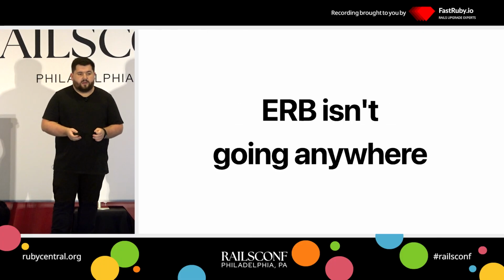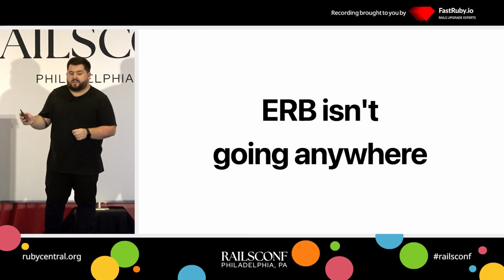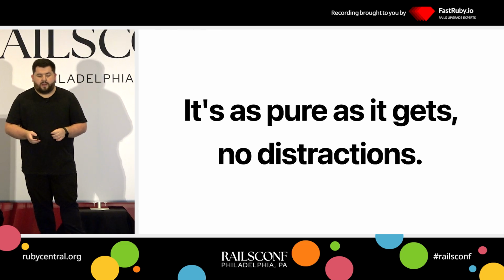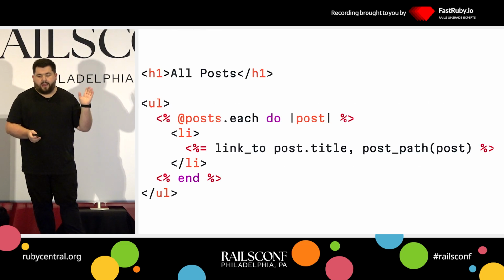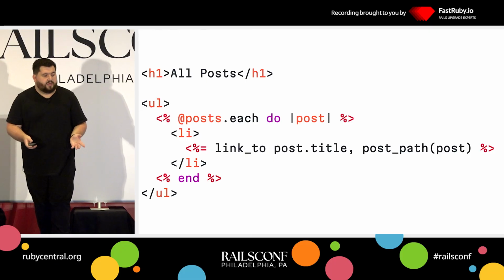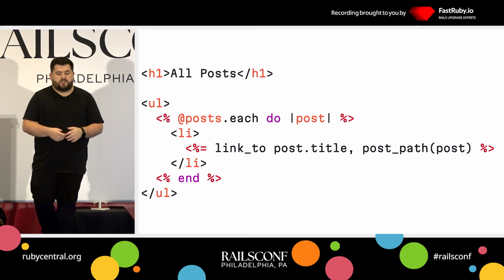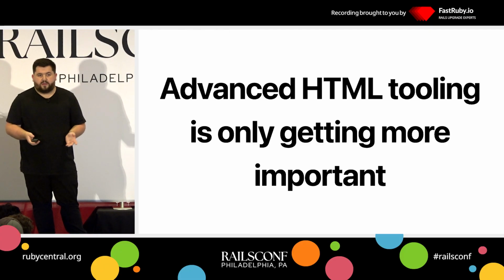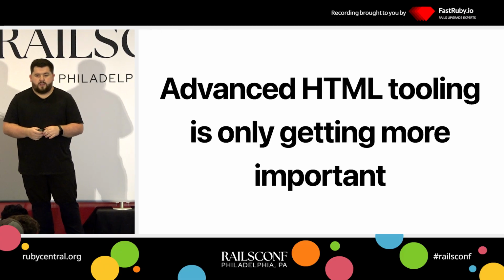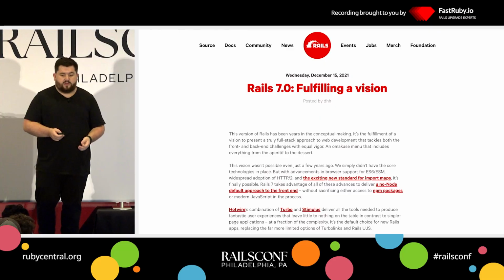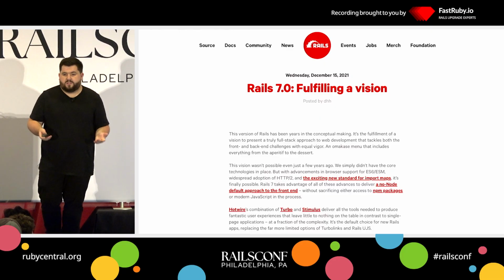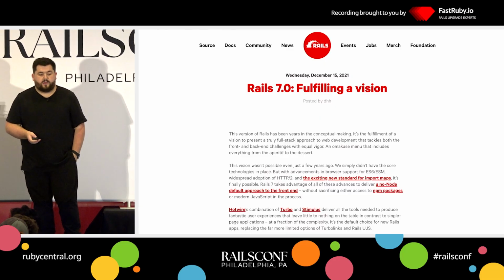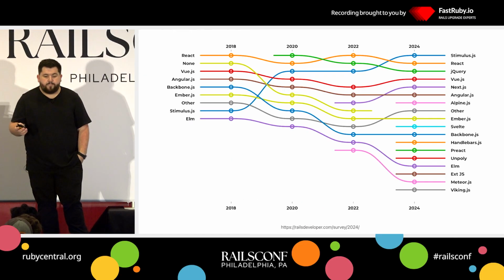And so is ERB. And I just think it's as pure as it gets when it comes to templating, that you can just see the HTML next to your Ruby snippets. And this is just the most straightforward I can think of. Which means that the advanced tooling that we need is getting more important, especially now with Hotwire being the default in Rails. We want to have this built into the default tooling stack.